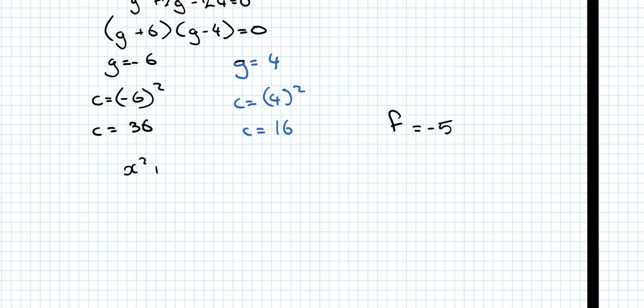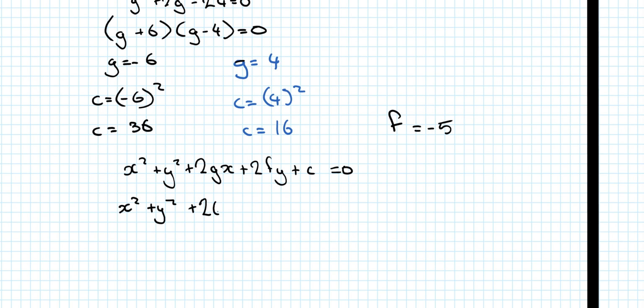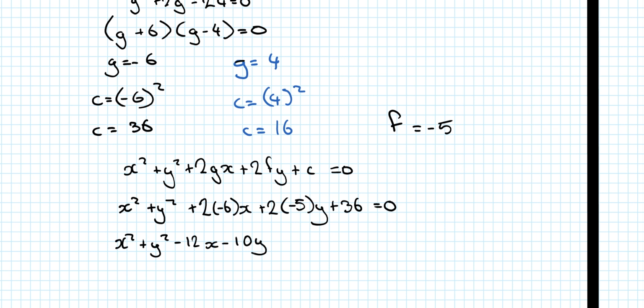So we're subbing that into x squared plus y squared plus 2gx plus 2fy plus c is equal to 0, not minus c, like the mistake I made in the last one. X squared plus y squared plus 2 by g, so 2 by minus 6, I'll take my time, 2 minus 6x plus 2 minus 5y plus 36 is equal to 0. X squared plus y squared minus 12x minus 10y plus 36 is equal to 0.